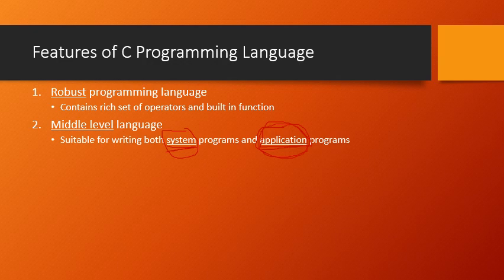Okay, why are we discussing this background information here? Because C is a middle level language, meaning using C programming we can develop system software as well as application software. In other terms, we can develop system programs or application programs. So we call it a middle level language.